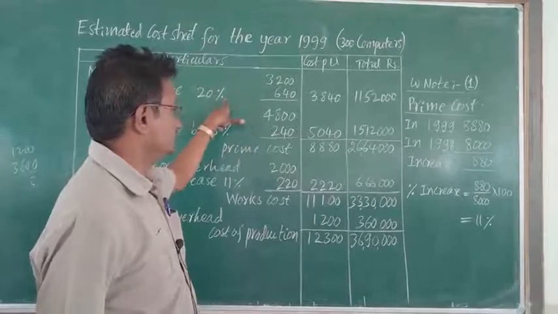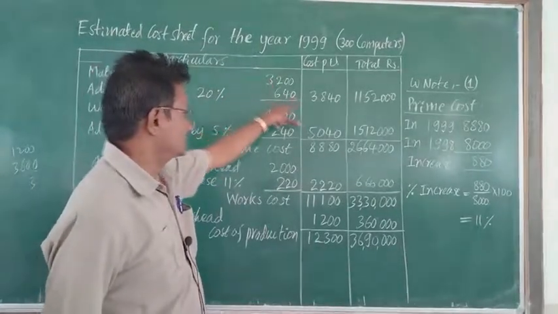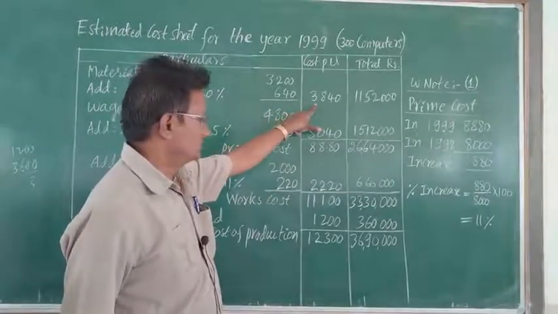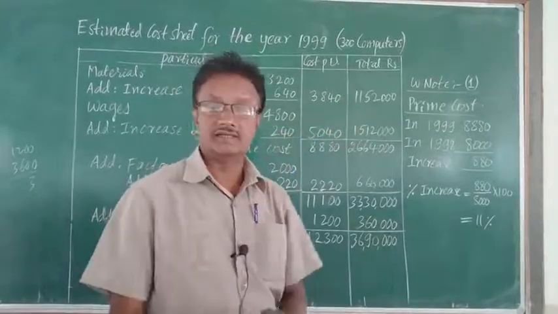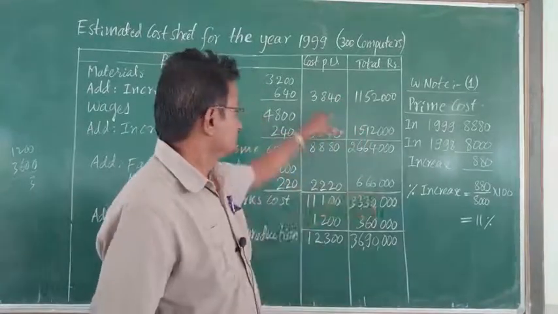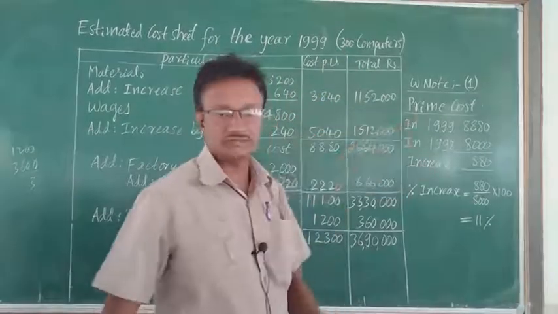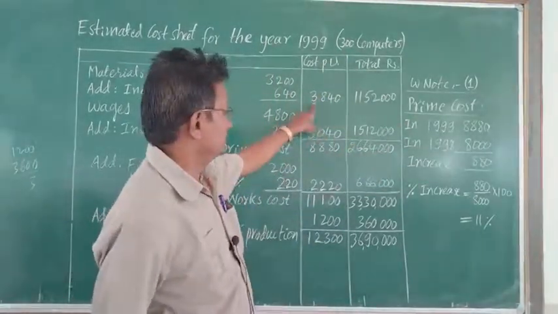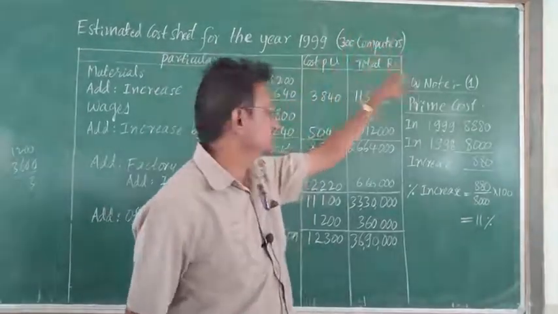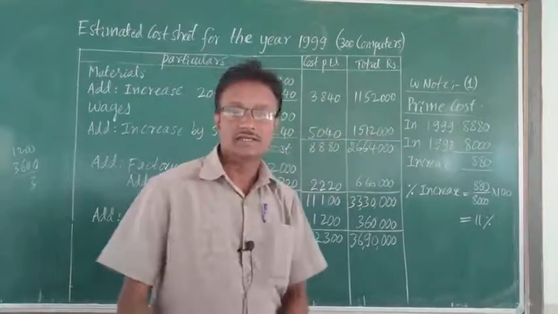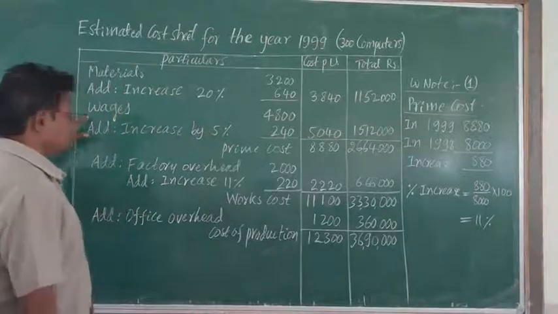3,200 into 20% is equal to 640. By adding these two items, the total material cost per unit is 3,840. And for 300 computers, cost per unit 3,840 into 300 computers, the total cost is 11,52,000. Next, take wages.